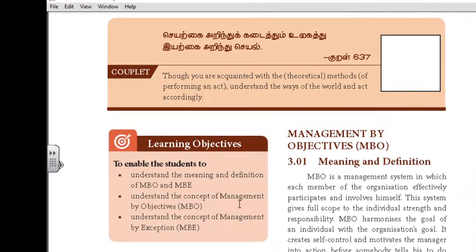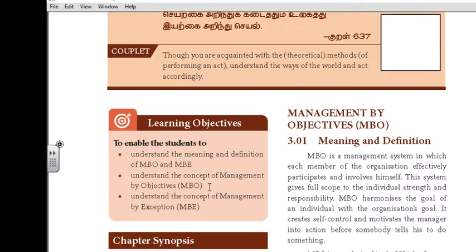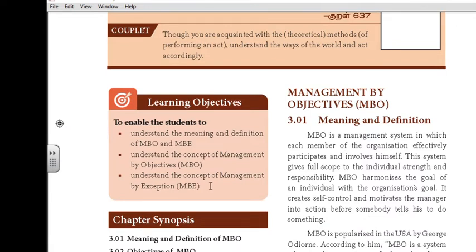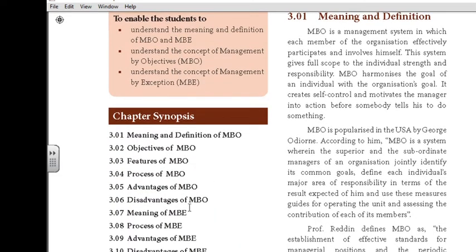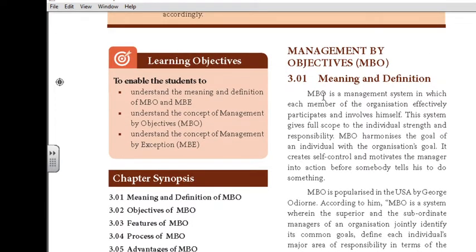Before going to the chapter, let us know the learning objectives in this class. We are going to understand the meaning and definitions of MBO and MBE, and understand the concept of management by objectives and management by exemptions. We are going to learn the meaning and definitions of MBO, objectives, features, process, advantages and disadvantages. And then we are going to see MBE, that is exemption, the same things: meaning, process, advantages and disadvantages. First, we'll move on to the meaning and definitions of an MBO.